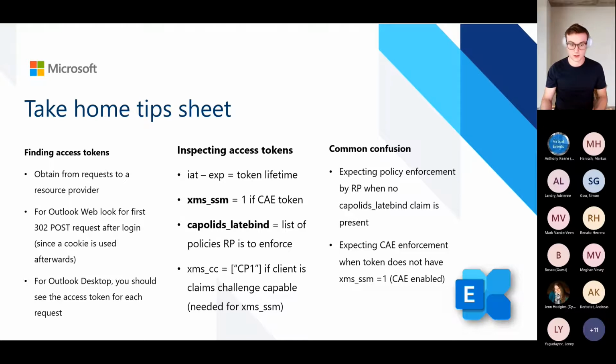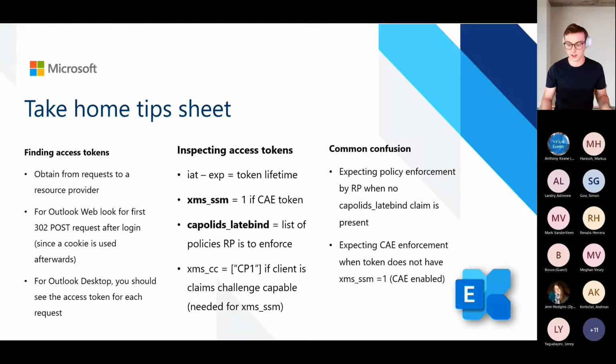When you're looking at access tokens, you can look at the issued-at time, iat, and exp. That will indicate the token lifetime. CAE allows tokens that are longer lived, so you might see 28-hour tokens or longer. xms_ssm=1 is the key claim that says this token needs CAE enforcement from the resource provider. That could be Exchange or SharePoint or anyone else. So that's the claim you look for to make sure that this session is subject to CAE, because not all of them are. xms_polids_latebind is the claim that indicates the list of policies which need to be enforced for that session.